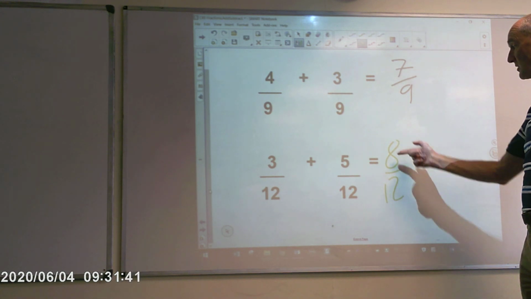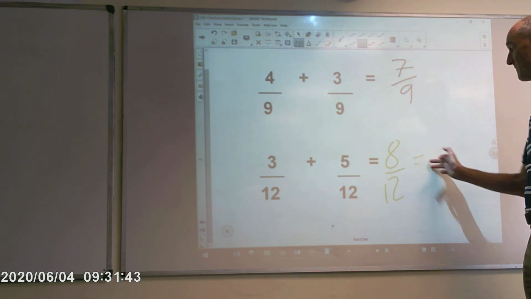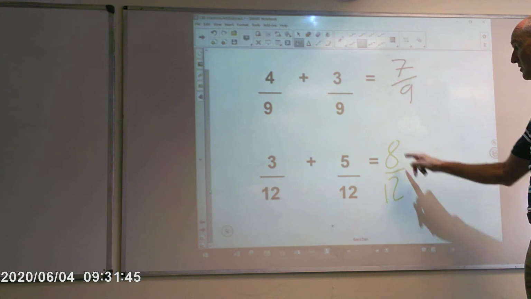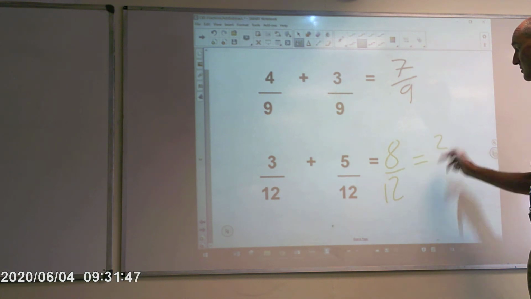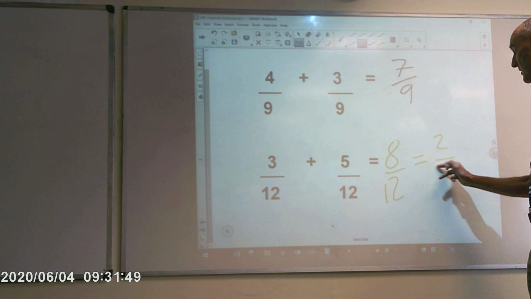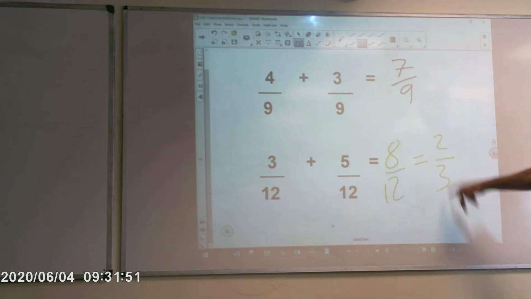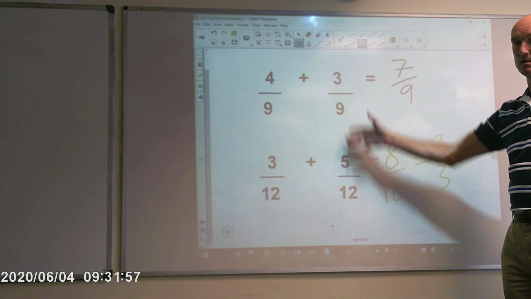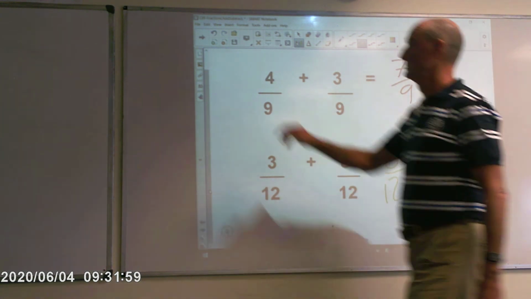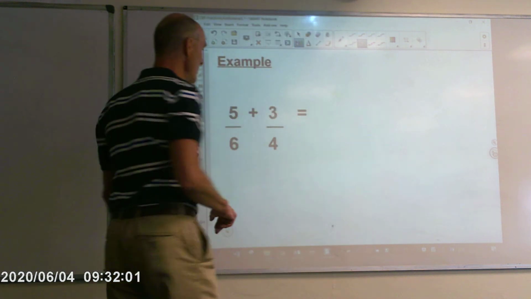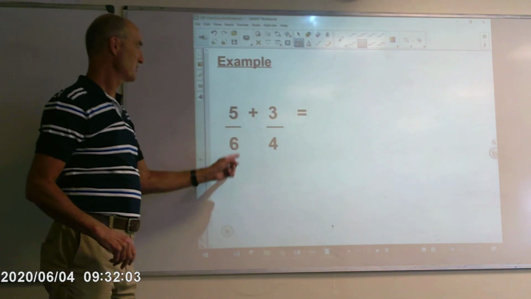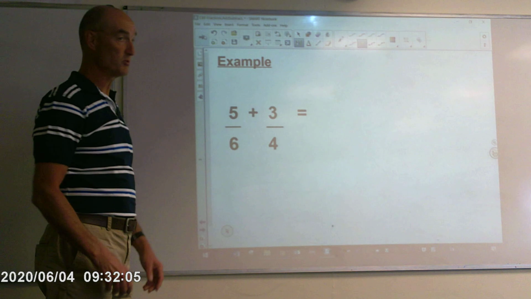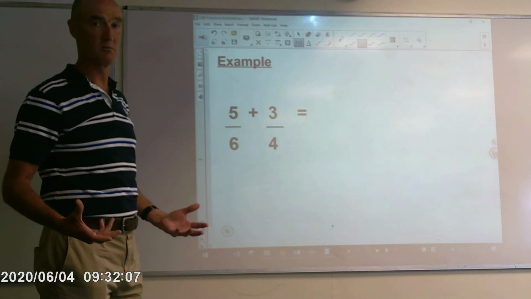8 twelfths, what goes into 8 and what goes into 12? 4 goes into both of those numbers. 4 goes into 8 2 times, 4 goes into 12 3 times. So in its simplest form, the answer is 2/3. But these 2 examples are adding like terms. Next step up, 5/6 added to 3/4. They're not like terms.